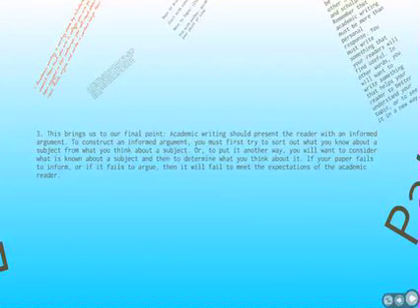And the final point, academic writing should present the reader with an informed argument. To construct this type of argument, first you need to sort out what you know about the subject from what you think. Remember, there's a difference between knowledge and thought. Or you could think of it this way. You want to consider what is known about this subject, and then of course determine what you think about it. If your paper fails to inform or to argue, then it will fail to meet the expectation of any academic reader.